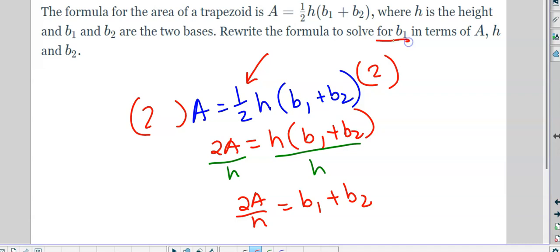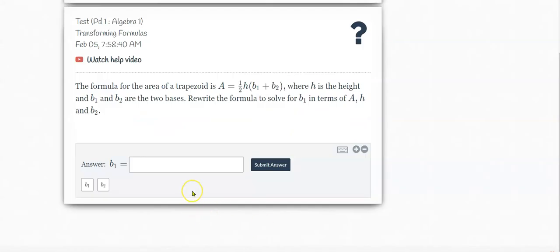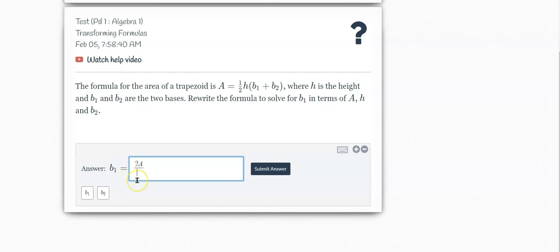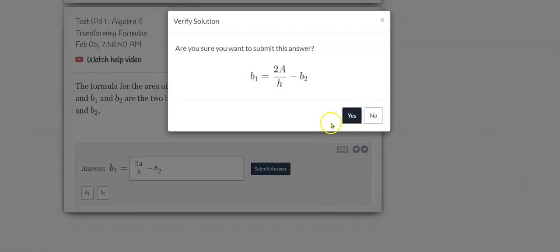And to solve for b1 means I just need to subtract b2 from both sides, giving me a fraction minus b2. So 2a over h minus b2. So 2a over h, arrow off to the side, minus, and then the b1, b2 items are right here.